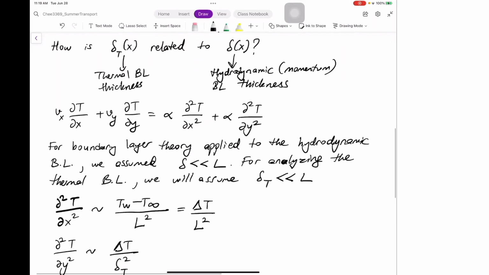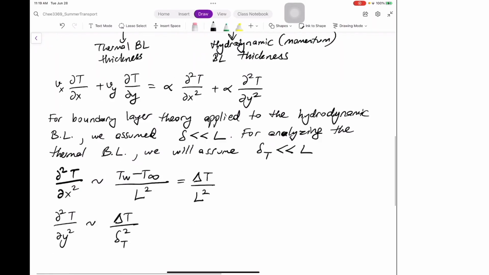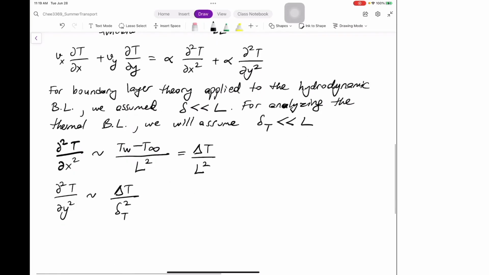Roughly. It's going to scale with that. So we are basically doing a crude scaling analysis.